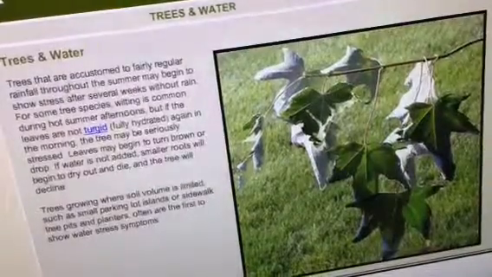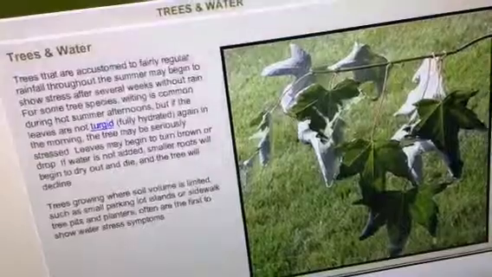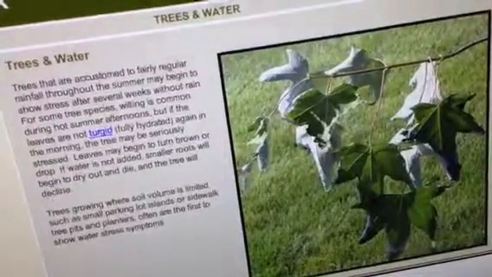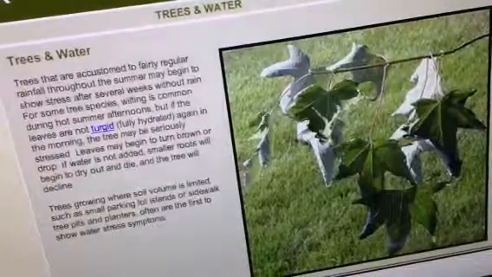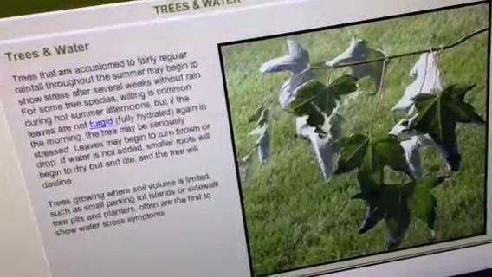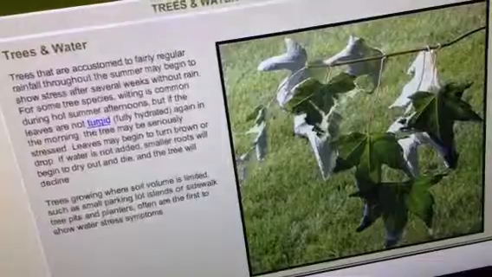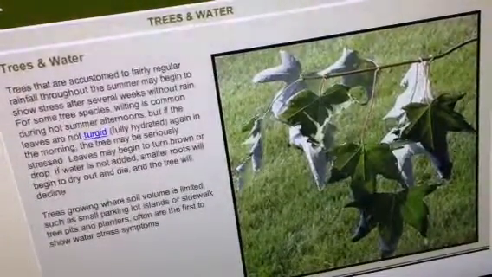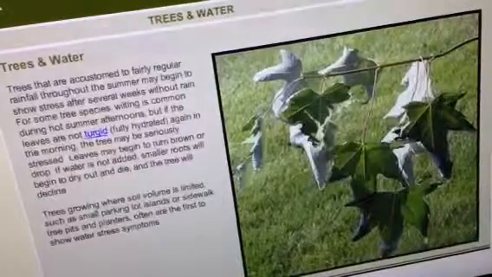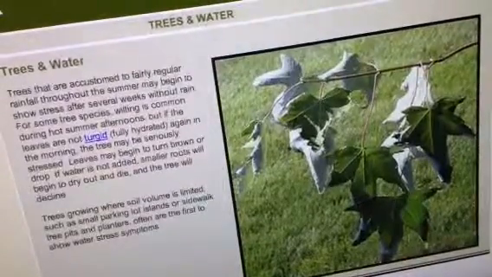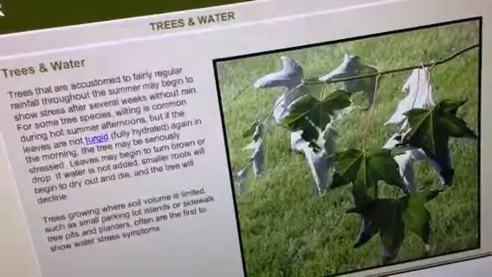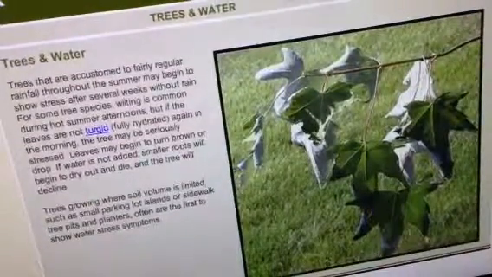Trees that are accustomed to fairly regular rainfall throughout the summer may begin to show stress after several weeks without rain. For some tree species, wilting is common during hot summer afternoons, but if the leaves are not turgid, fully hydrated, again in the morning, the tree may be seriously stressed. Leaves may begin to turn brown or drop. If water is not added, smaller roots will begin to dry out and die, and the tree will decline.